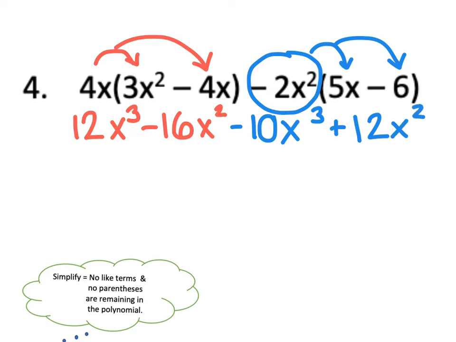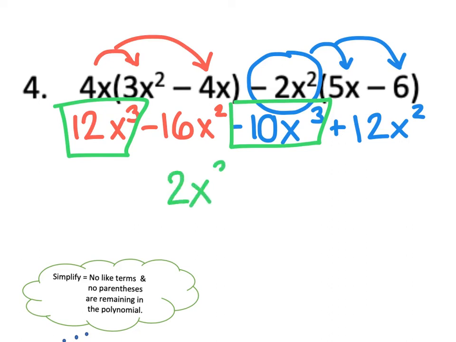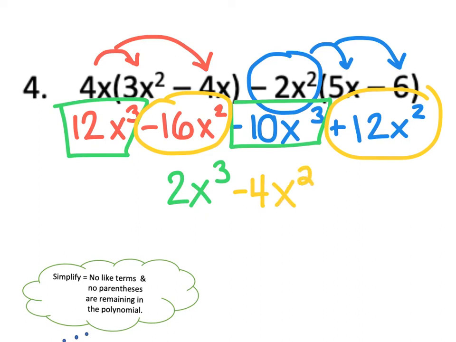Multiplying is done, so I'm going to look for like terms, and I have some right here. Notice how I boxed the symbol in front of it. So 12x cubed minus 10x cubed is 2x cubed. I have another set of like terms. Negative 16x squared plus 12x squared. So negative 16 plus 12 is negative 4x squared. Again, notice the exponents didn't change when I add and subtract. I'm done because there's no like terms and no parentheses remaining.